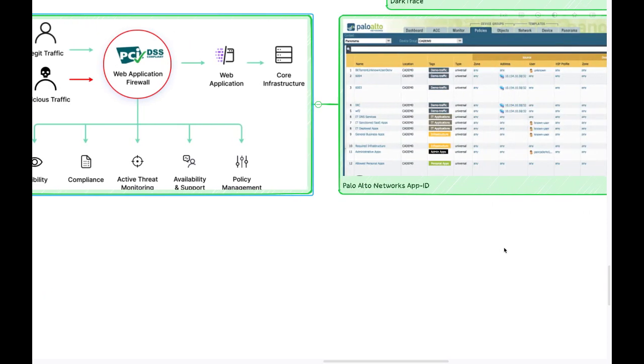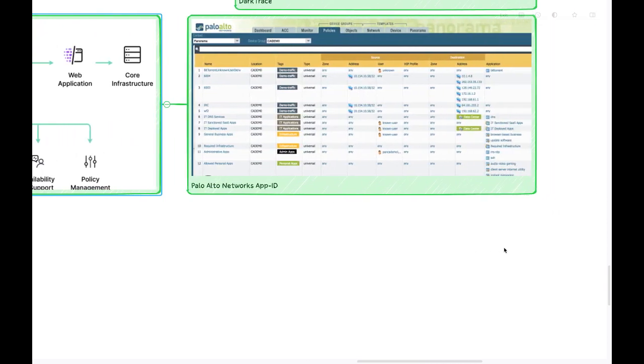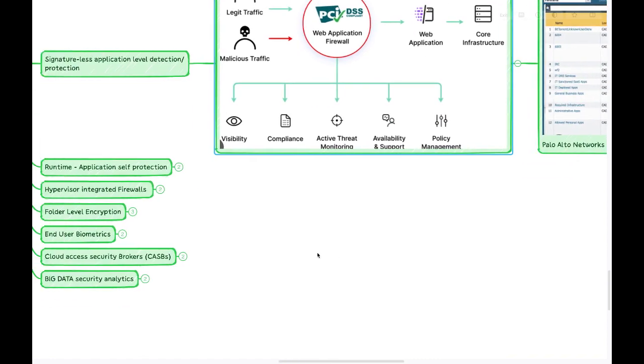Example tool: Palo Alto Networks App-ID is an advanced application identification and control feature provided by Palo Alto Networks' next-generation firewalls. It uses machine learning algorithms and behavioral analysis to identify and classify applications on the network, enabling security administrators to set granular policies to control and protect specific applications, even those without known signatures.